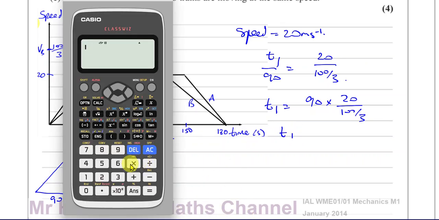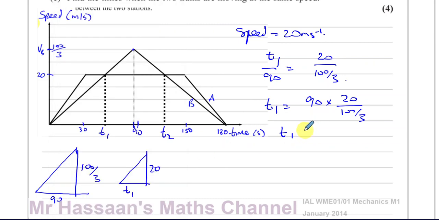So we have 90 multiplied by 20 over 100 over 3. No problem. And that gives us 54 seconds. And we can see that there's a symmetry here. So if this is 54 seconds, then this must also be 54 seconds, because they're both symmetrical. This is the same slope as this, but negative. It's like a mirror image, a line of symmetry here. So that must be 54 seconds.